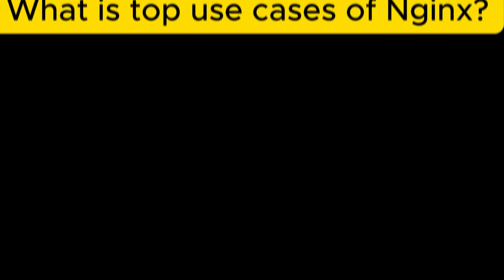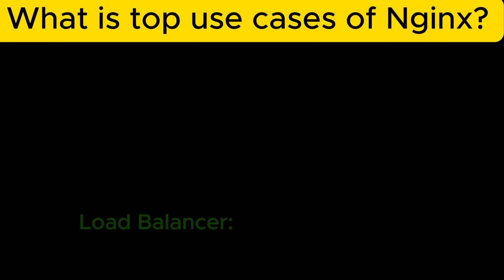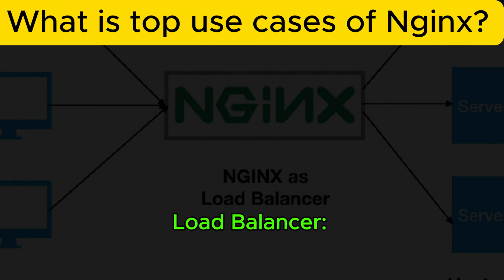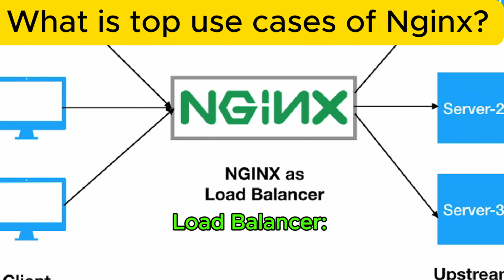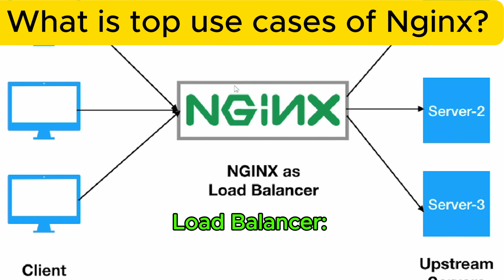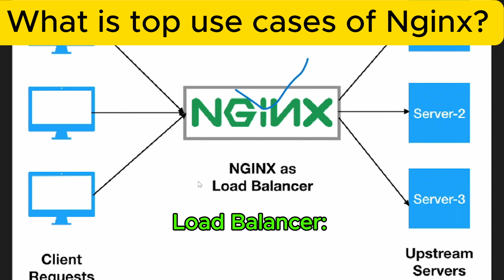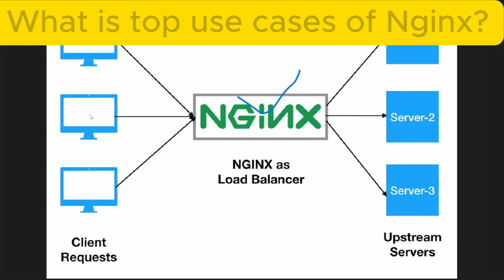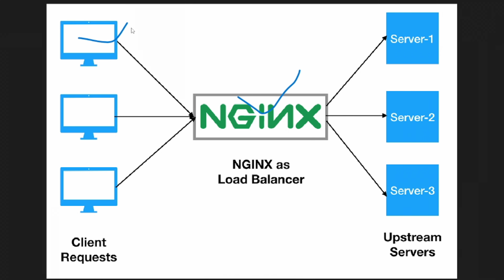Another major top use case of NGINX is load balancer. How it works, let me explain. If we configure NGINX as a load balancer, it is a very good option to have. Let's suppose we have clients 1, 2 and 3. There are 3 clients. You may have more than 3 clients, as well as you can have one client, and you may have one or more services as well.